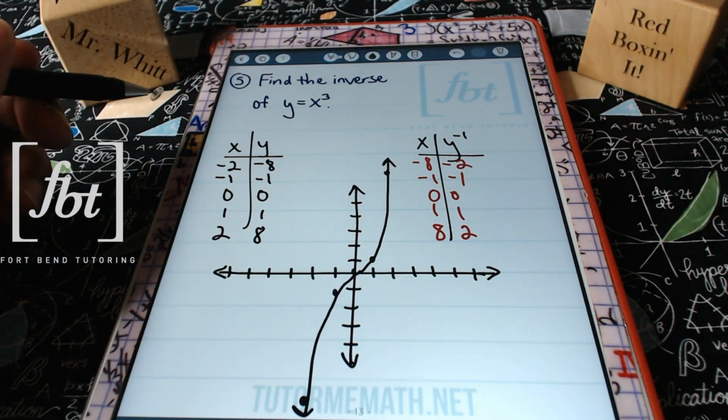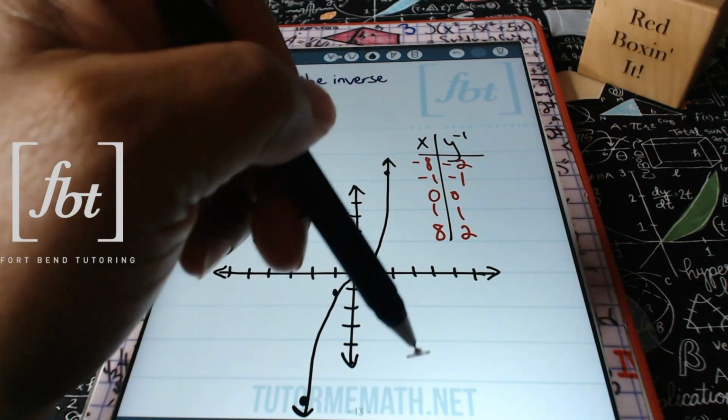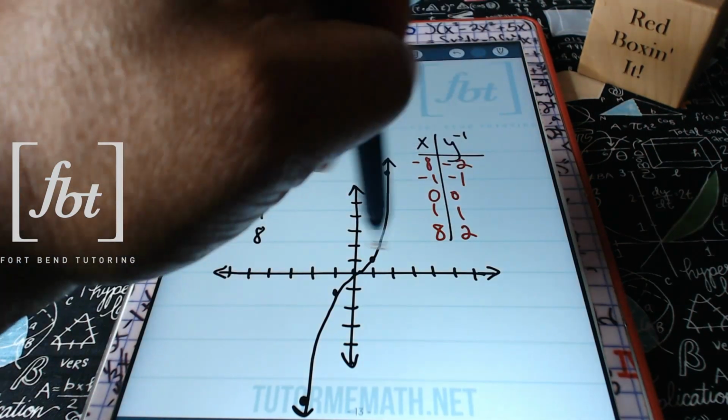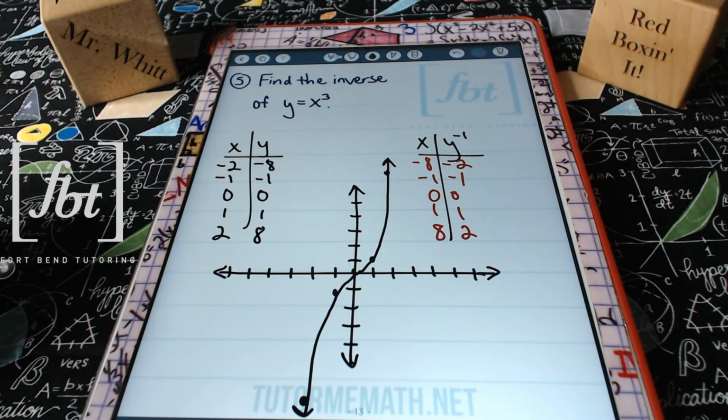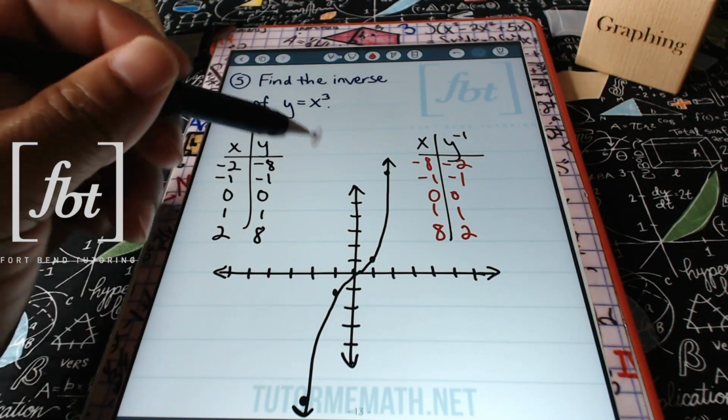That's what I have, which is a one-to-one function, by the way. See, it passes the vertical line test, and it also passes the horizontal line test, proving that we have a one-to-one function. To graph our inverse function, we're going to be plotting -8, -2.